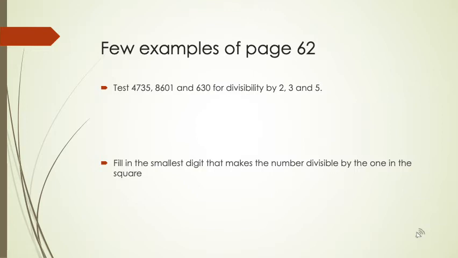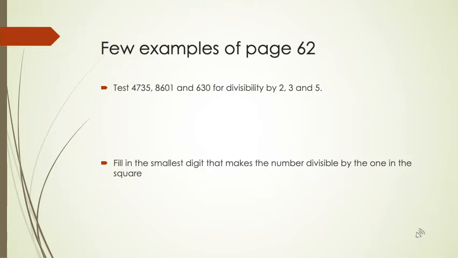Next number is 8601. Check if it is divisible by 2 or not. For this, its ones digit has to be an even number, but it's an odd number, so it is not divisible by 2. It does not end with 5 or 0, so it is not divisible by 5 as well. And for 3, sum up the digits and on adding you will get 15, and 15 is divisible by 3, so the number is also divisible by 3.